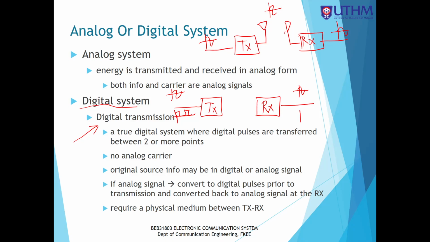So the output can be analog or digital. So how are these two things transmitted? Macam mana kedua-dua ini berkomunikasi ya? So if you see, the first one is digital transmission. In digital transmission, we use the digital input. Okay, there's no analog carrier, and that means the signal is transmitted as digital pulses.